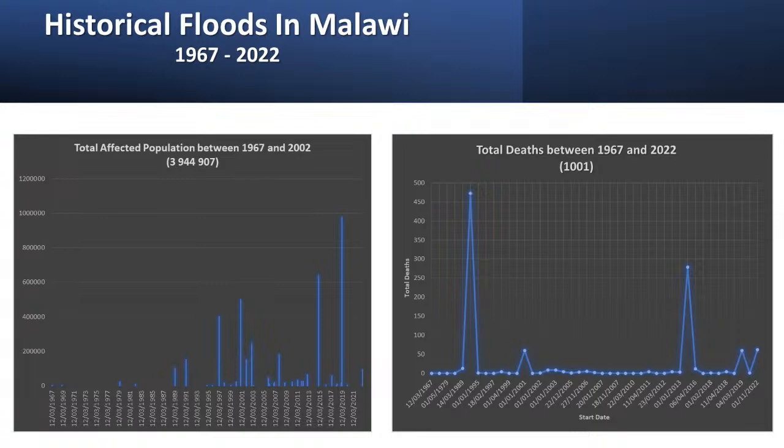That was the number, and the total deaths between 1967 and 2022 was 1,001, the highest being recorded in 1989 and I think 1990 there. And if you look at that graph and you go back to the rainfall data that I presented earlier, you can start looking at the correlation.